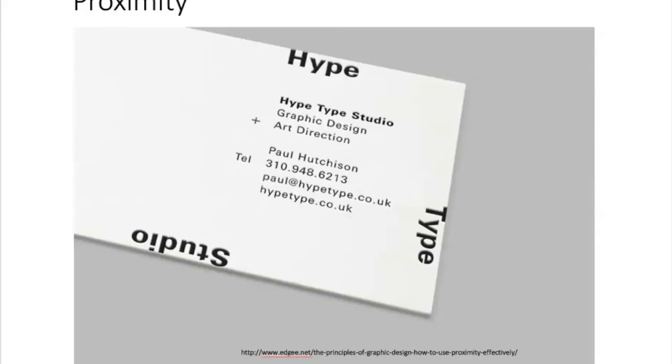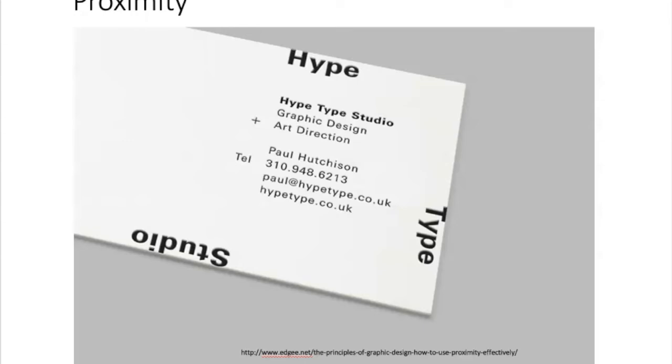The P in the CRAPP model stands for proximity. The principle of proximity is simply the process of ensuring that related design elements are placed together. Any unrelated items should be spaced apart. Close proximity indicates that the items are connected in some way, or that they have a relationship to each other.